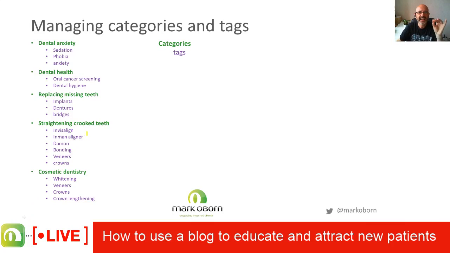Now you'll notice that you can start to have things like veneers as tags appearing in multiple categories. And it just makes your blog much easier for a patient to navigate. So let's say they land on your blog because they're looking for information about veneers. They can then use the tags to navigate all the posts about veneers and find that veneers are linked to cosmetic dentistry, and also straightening crooked teeth.